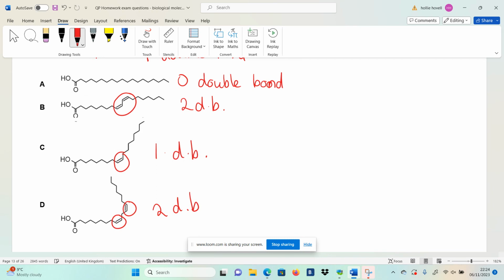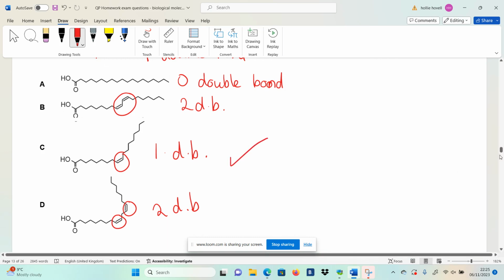You can see each time there's a double bond, it causes a bend in the chain, a kink. So this is the only one that's got 1 double bond. So C is your answer for that one. Monounsaturated, 1 double bond.